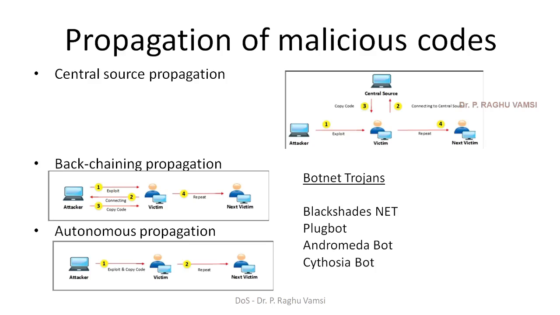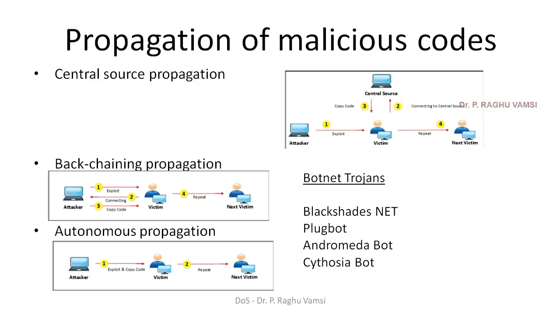Next one is autonomous propagation. In the previous two categories, central source propagation and backchaining propagation, the things come from the central source or attacker. But in autonomous propagation, the attacker directly goes and catches hold of the victim's machine and tries to copy the code and exploit there. Here there is no communication between the victim and attacker. The attacker will take control of the victim and perform this attack.